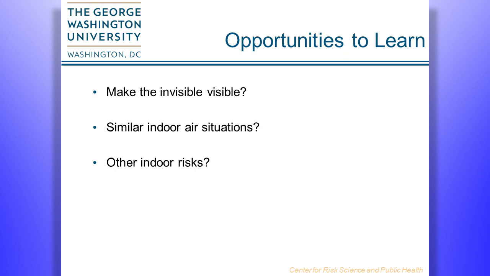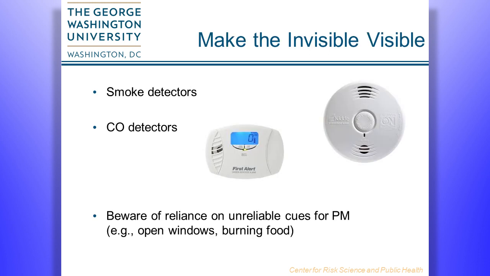The next question that came up in several of the presentations and the discussion is, are there things we can do to borrow from other situations where risk has been communicated to the public in a way that seems to have potentially influenced their behavior? The next slide reminds us that there are technical ways to help people think about risks that are invisible.